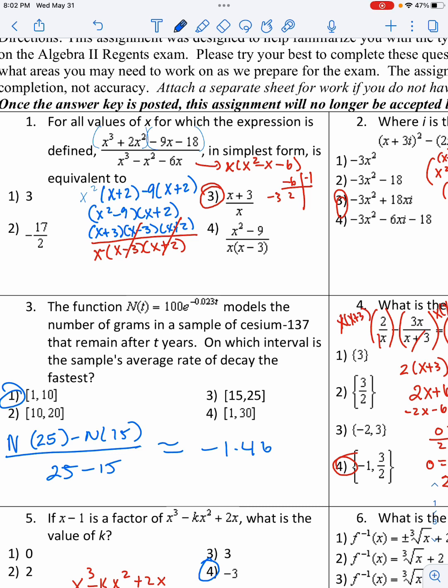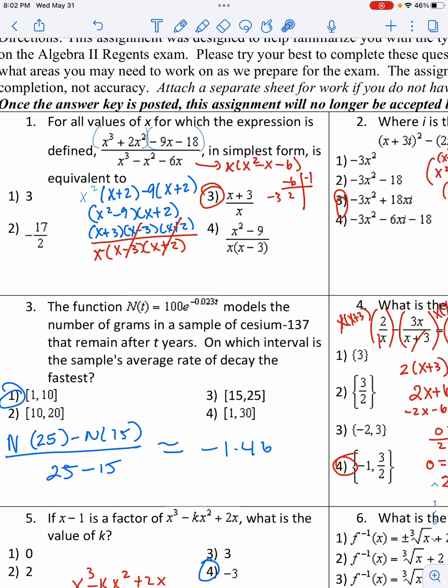Then we got x squared minus 9 times x plus 2. x squared minus 9 here is a difference of two squares. So we have the square root of x squared plus the square root of 9 times the square root of x squared minus the square root of 9. And then we bring the x plus 2 down.